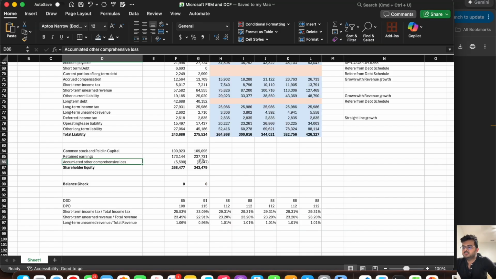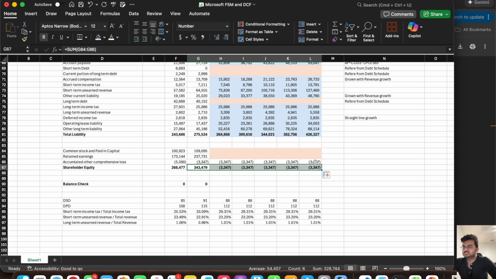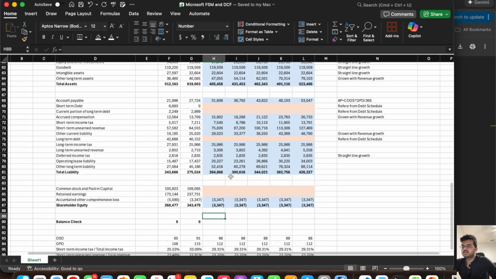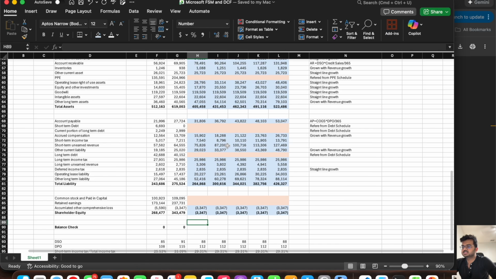So for now, what I'm going to do is assume other comprehensive loss is going to be the same for the next 5 years. There is no change in it. And the common stock, paid in capital and retained earnings, I will come back and update after I complete our cash flow statement. So with this, pretty much our balance sheet is done.